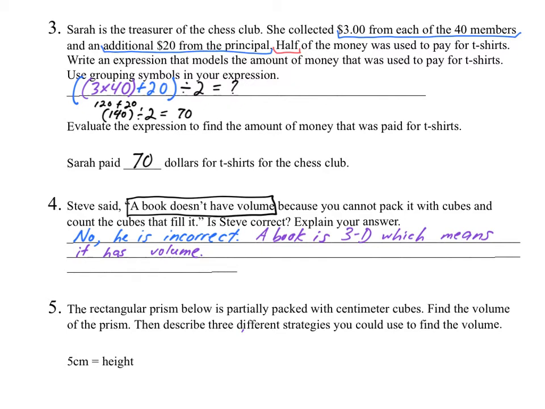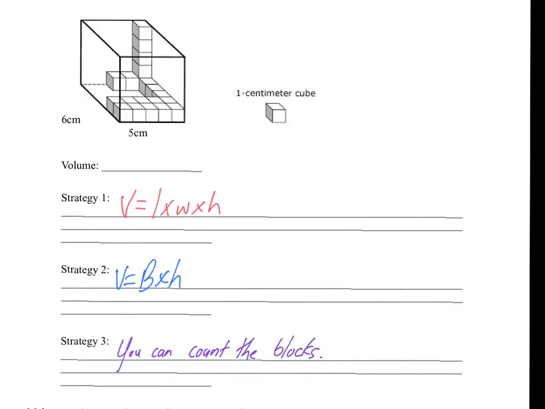Now, number 5, I'll read the question, and then on my next slide here, I have the picture for us. The rectangular prism below is partially packed with centimeter cubes. Find the volume of the prism, then describe 3 different strategies you could use to find the volume. Now, here's a little side note. The height is 5 centimeters, which we could also count and see that as well. So it looks like it's 5 going across, it's 6 deep, and it's 5 high. I'll go ahead and write in that height again is 5 centimeters.